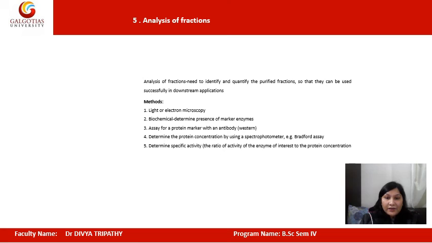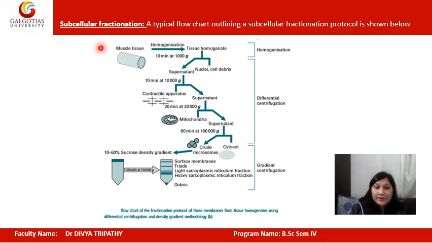Protein concentration can be determined by using different spectrophotometric methods, for example, the Bradford assay. If you remember, this Bradford assay is used for protein assay techniques. The analysis of fraction can also be used to determine the specific activity of a particular cell organelle. Now, let's summarize the whole process of subcellular fractionation by using this flow diagram.